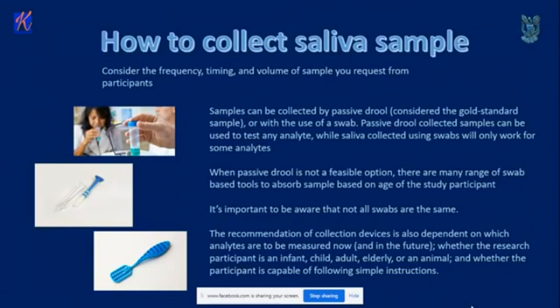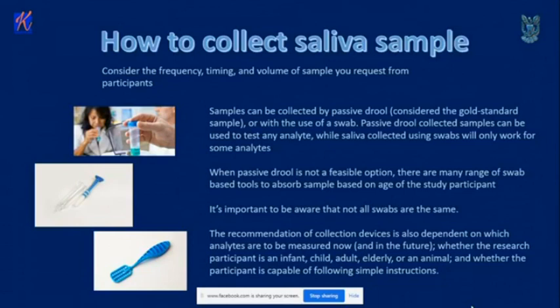For example, if you work with people who have mental illness, or children who have special needs, like autistic children or children with some syndrome, or maybe where you cannot expect passive drool due to some pathology in some patients. In all those cases, different swabs are recommended for different purposes.